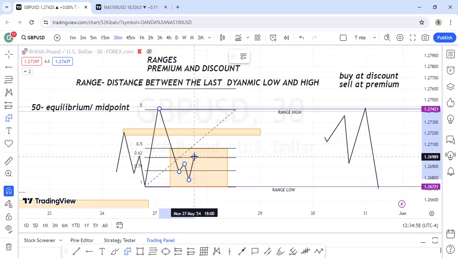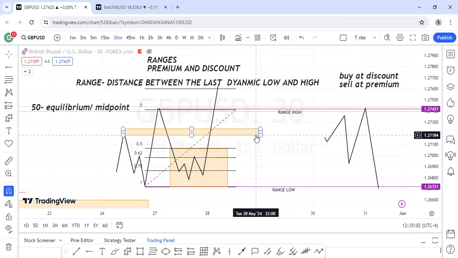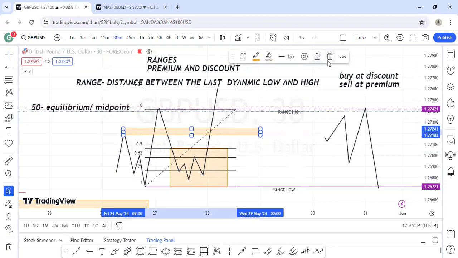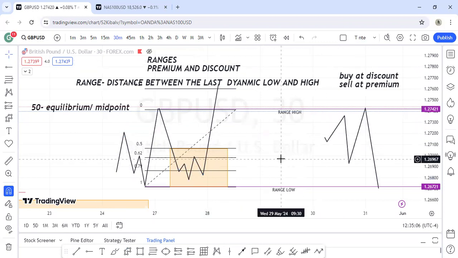Maybe a kind of break of structure, and then you take price higher, right? So this is what you're doing as a smart-minded trader, right? Now, if you're bearish, remember, it's the opposite.